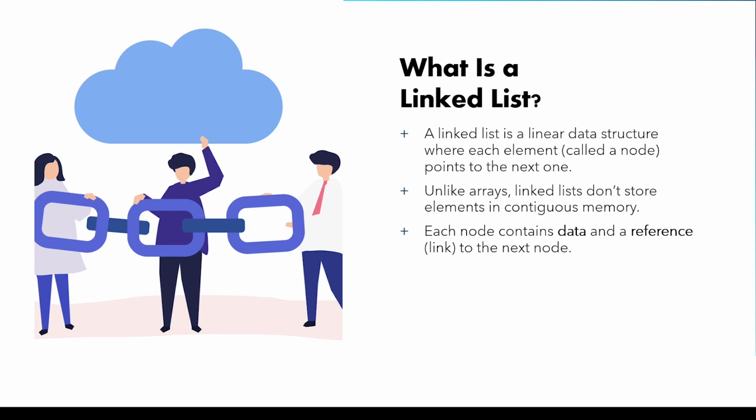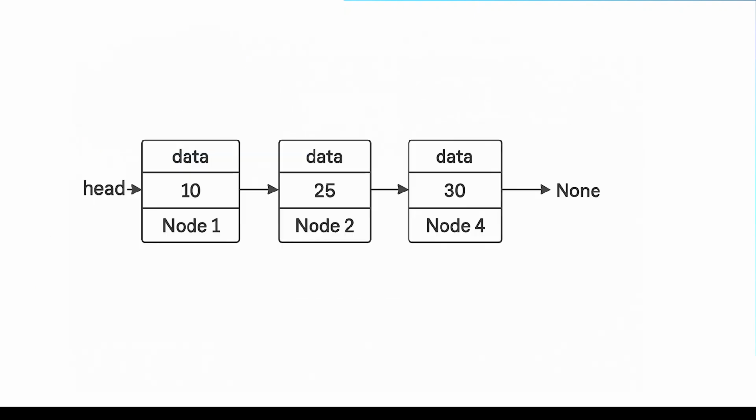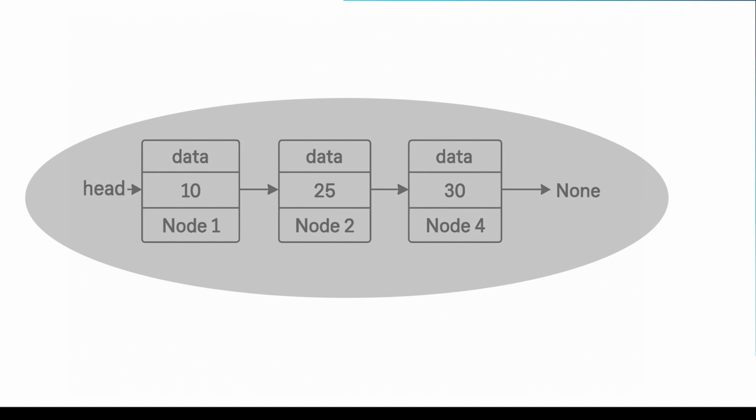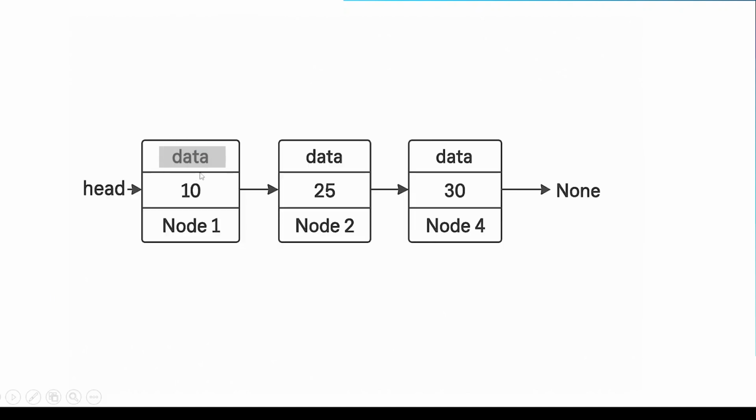So let's get back to the linked list again. This is a typical structure of a linked list. Each node contains data, and this data here is 10, and it has a reference to the next node. So this node is linked to this one, which is the next node. The list starts with something called the head, which points to the first node. If the list is empty, the head is simply set to none.